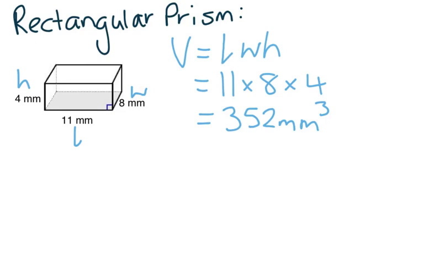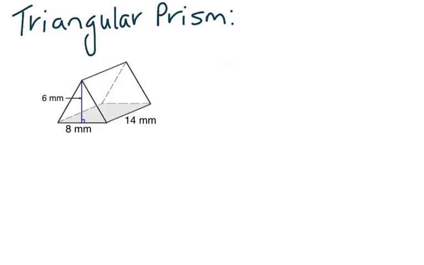So we'll move on to triangular prisms. So this time, the volume is area of the base times the height. So what we're going to have here is we've got our base of our triangle, our height of our triangle, and I'm actually going to label this the depth this time. Just because we've already got a height on the diagram, it can get a little bit confusing.